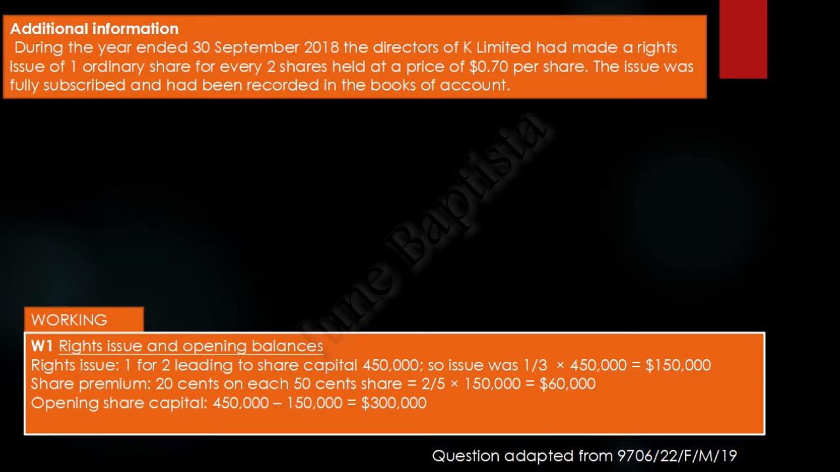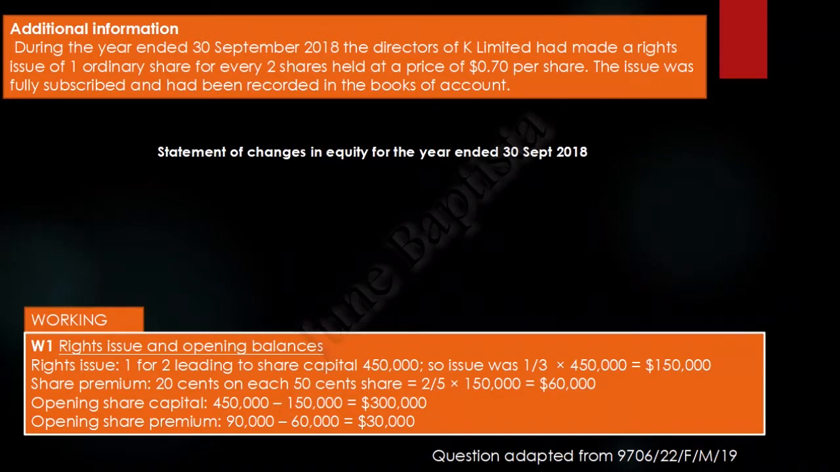Therefore, the opening share capital was $450,000 minus $150,000, which is equal to $300,000. The opening share premium account was $90,000 minus $60,000, which is equal to $30,000. Let us now go to the statement of changes in equity for the year ended 30th September 2018.